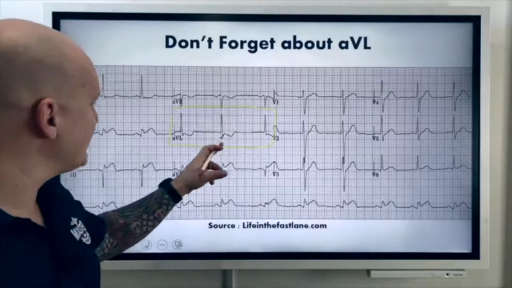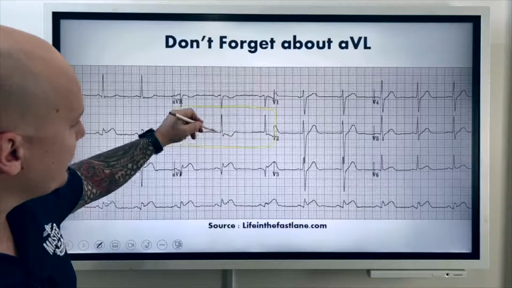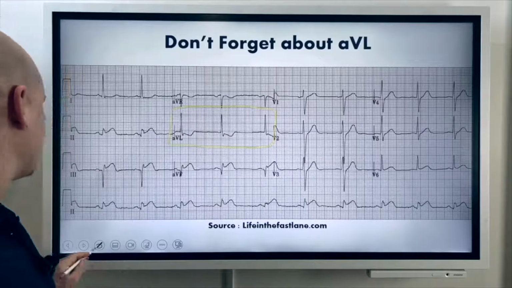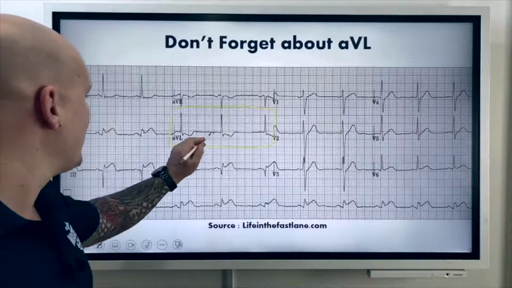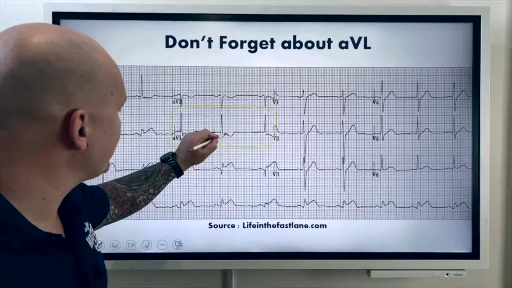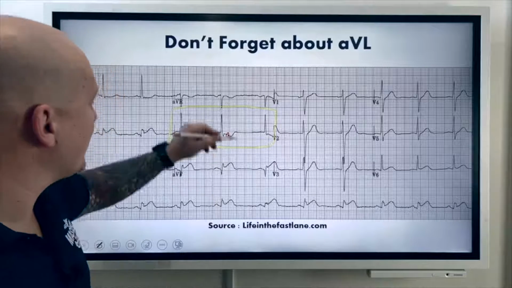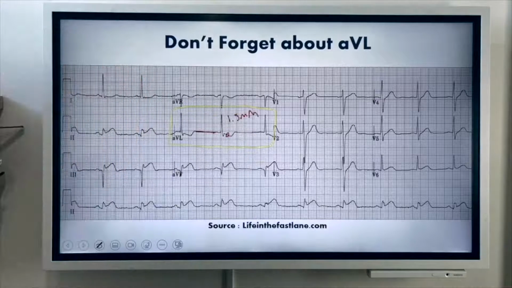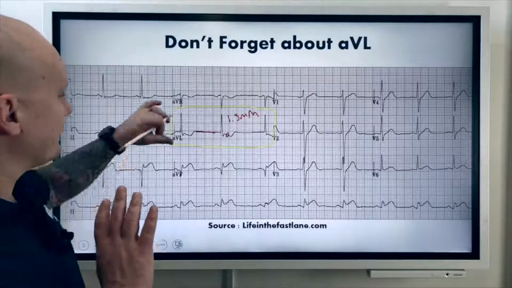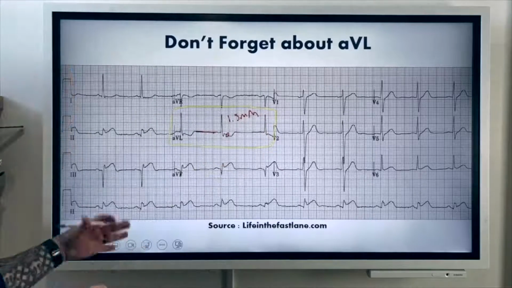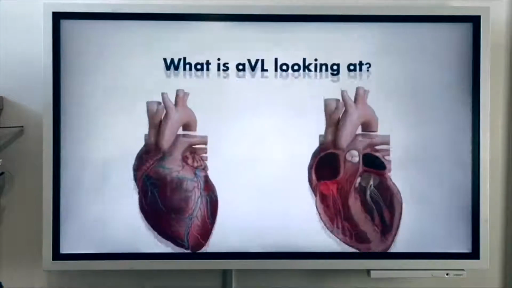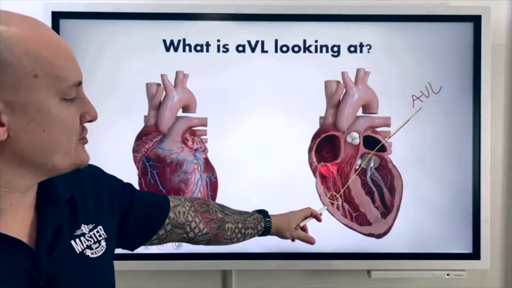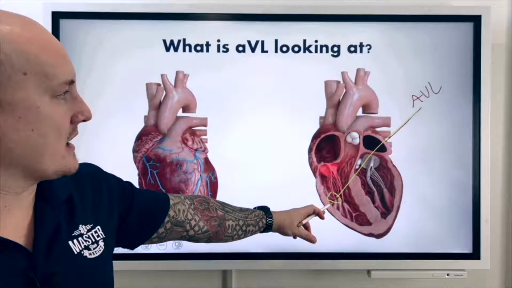But if you look at AVL, you'll notice that we have flipped T waves and we have ST depression. So this is the isoelectric line here, and then the J point is in here, which is about 1 to 1.5 millimeters of depression. This is suggestive of a reciprocal change, because again, AVL is looking through the heart and seeing a reciprocal change on the opposite side of the heart.